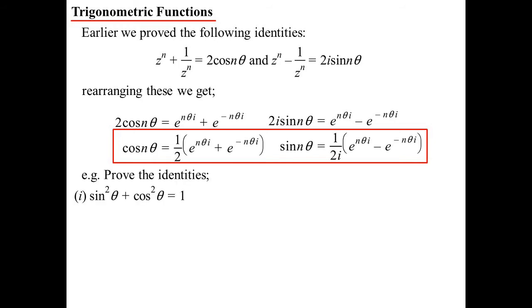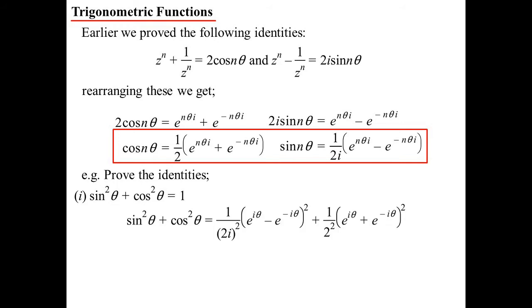Alright, let's prove them then. We're going to prove the good old Pythagorean trig identity of sin squared plus cos squared is 1. So sin squared plus cos squared: sin squared I can now write as 1 on (2i) squared times (e to the iθ minus e to the minus iθ) squared, plus cos squared becomes 1 on 2 squared times (e to the iθ plus e to the minus iθ) squared. Okay, (2i) squared is 4, and 2 squared is also 4 as well. Oh, actually (2i) squared is minus 4, isn't it?